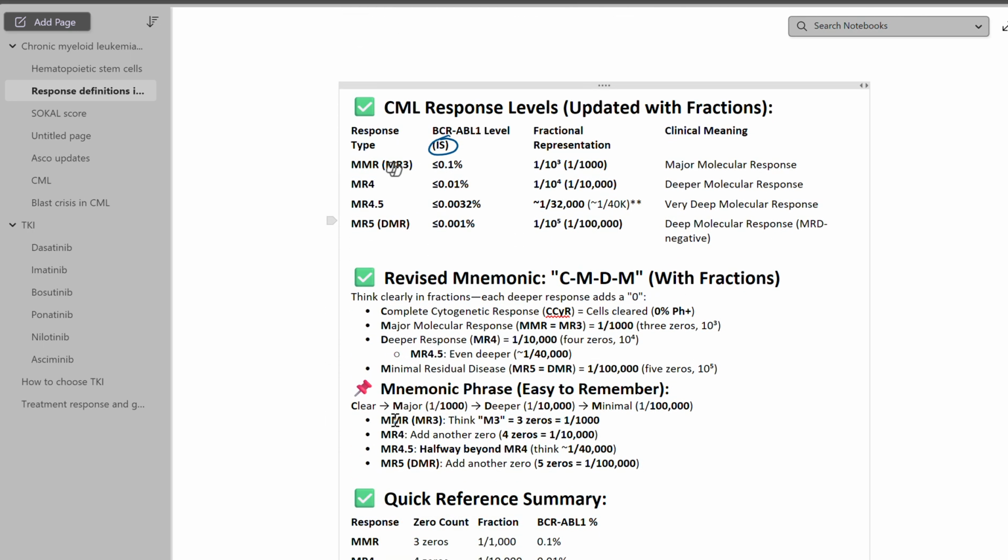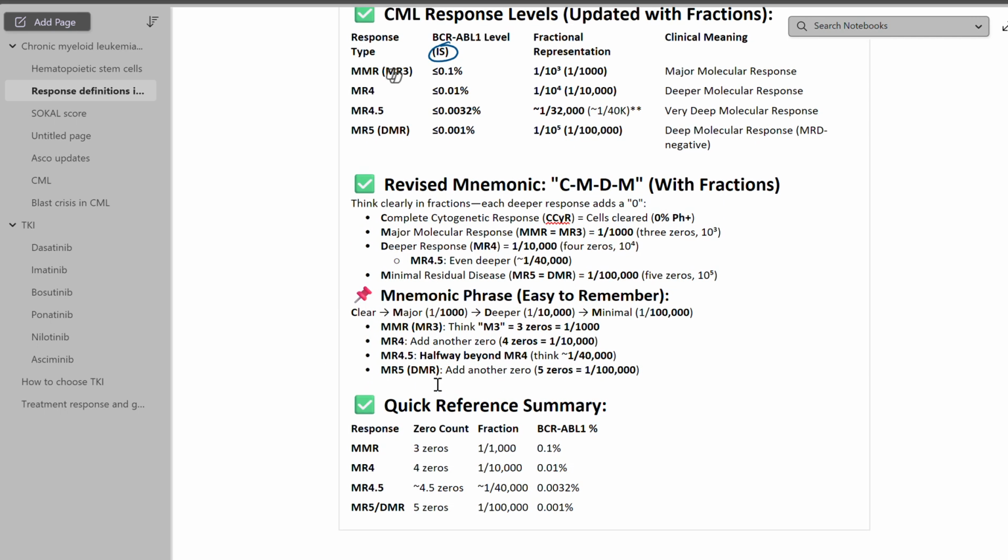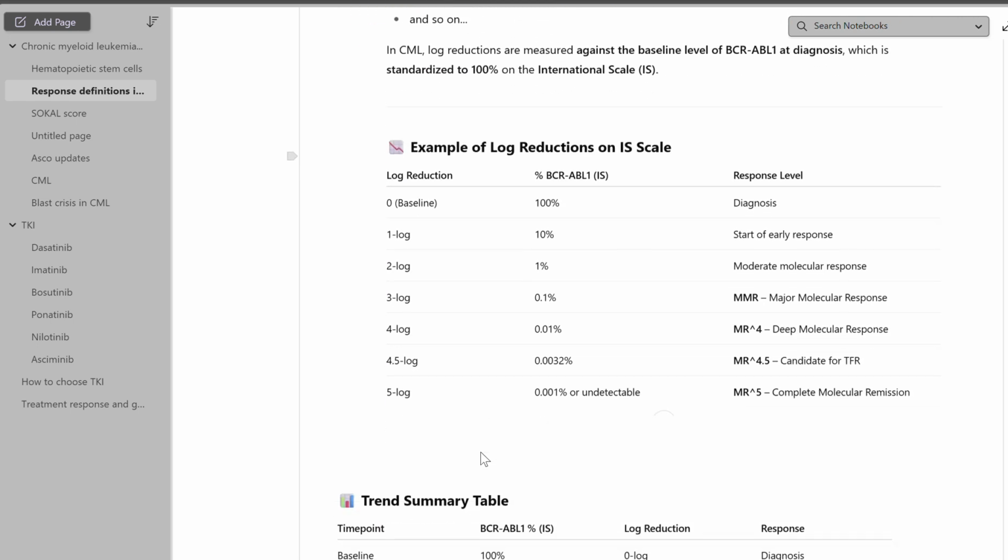MR4.5 also is there. So basically, the main thing is when you start treatment, to get a complete cytogenetic response and maintain a molecular response and deepen the molecular response with an MRD of 10 to the power minus 5. And then you could pull off the treatment and just do monitoring, or you could continue the treatment.